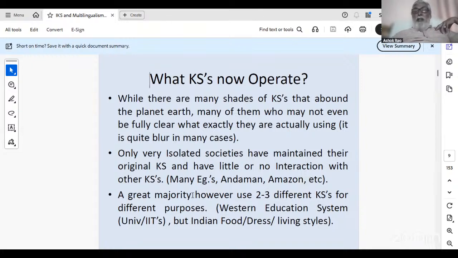What the majority of us do is we seem to be working with a blended knowledge system. Basically, our education is Western, our job is Western, but our food, dress, living style, religious practices, and cultural norms all seem to follow Indian. So today, very few people are living exclusively on one type of knowledge system. I'll come to that.